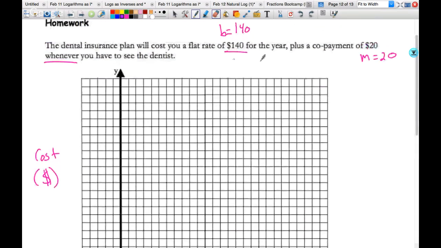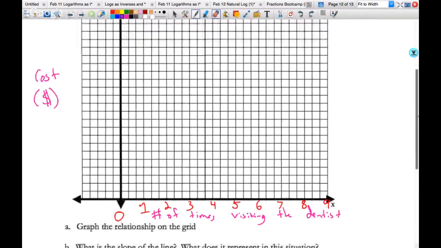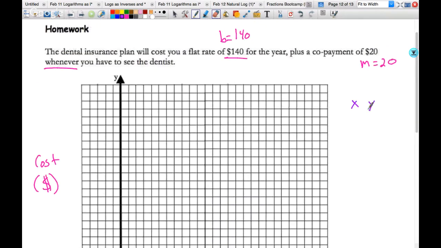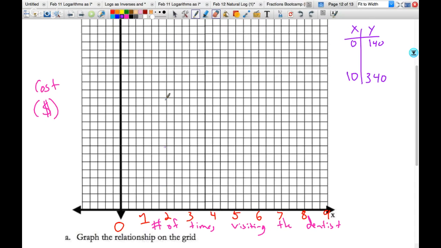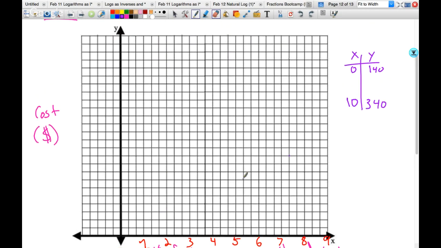All right, and cost. I see it starts at 140. It's going up by 20s. So if I make a quick table, at 0, I need to show a cost of 140. If I go and see the dentist 10 times in a year, that's going to cost me $200 extra. So I'm up to 340. So I should have this be able to go up to at least 340 on this side. If I counted the boxes, it looks maybe there's about 20 here. So 340 divided by 20 is 17. I want to go to the next nearest whole number. So maybe I'm going to count up by $20 increments.